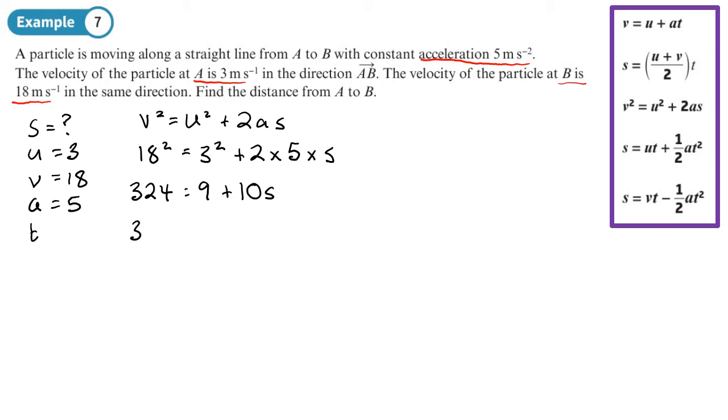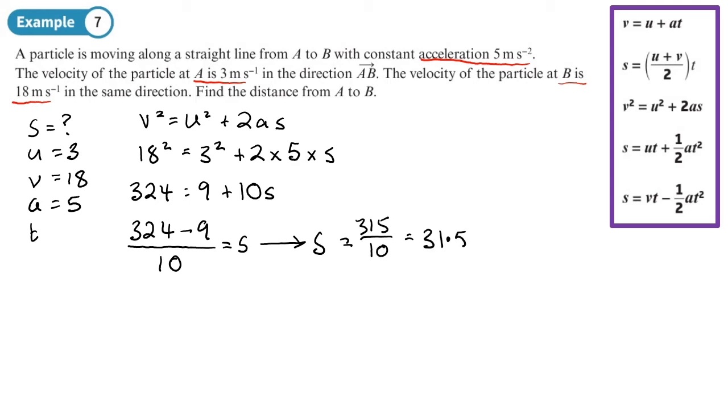So then we will take away 9 from both sides, then divide by 10 to get s, and what we will have is s equal to 324 minus 9, that's 315, divided by 10. That's going to be 31.5, and that will be meters.